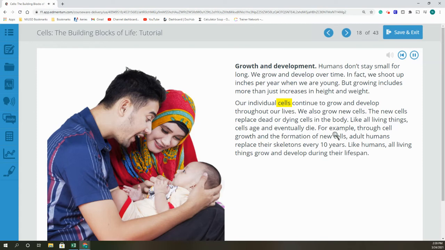For example, through cell growth and the formation of new cells, adult humans replace their skeletons every 10 years. Like humans, all living things grow and develop during their lifespan.